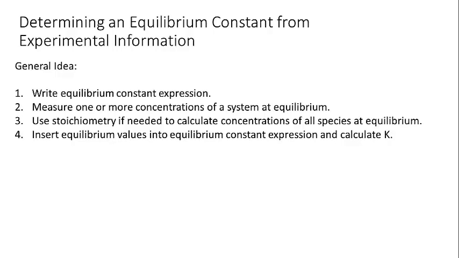So let's start with the first one. Let's see how we determine an equilibrium constant using experimental information. The general pathway is, first you write the equilibrium constant expression from the reaction equation. Then you measure one or more of the concentrations of species in solution once the system is at equilibrium. If needed, you use stoichiometry to determine all of the concentrations at equilibrium, and then you just insert those equilibrium values into the equilibrium constant expression and calculate the K value.